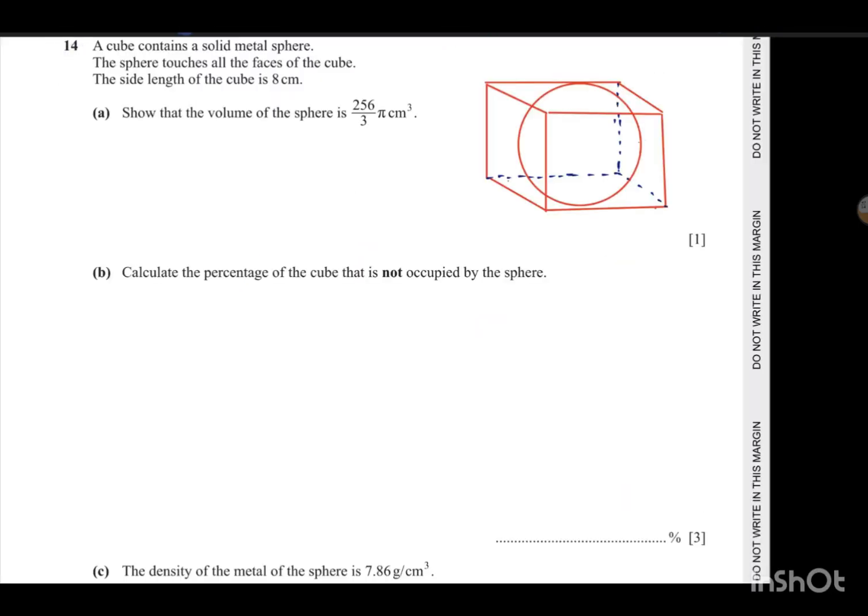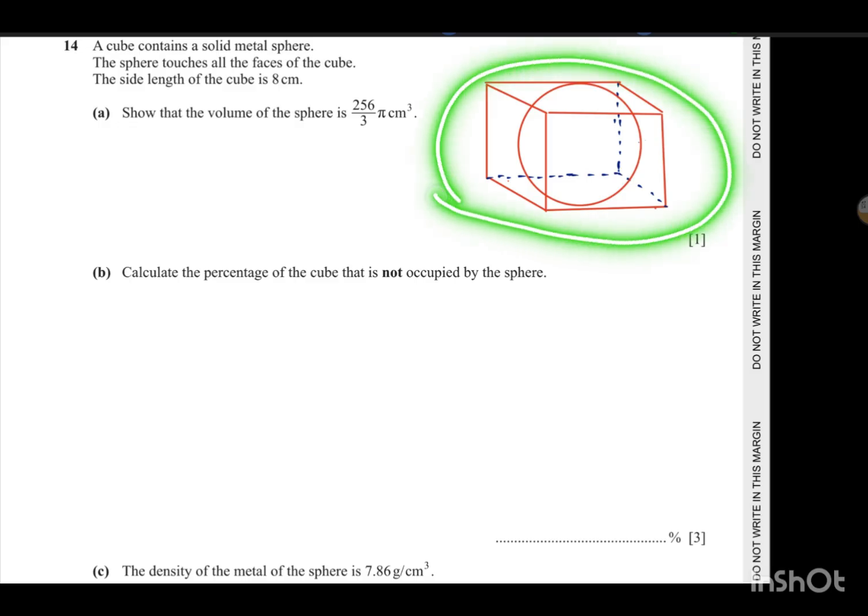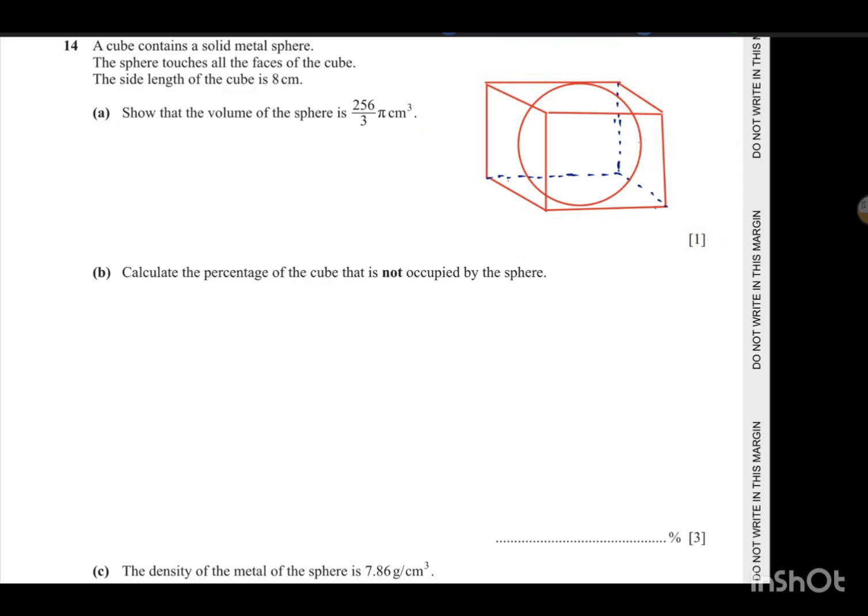Question number 14. A cube contains a solid metal sphere. The sphere touches all the faces of the cube. The side length of the cube is 8 centimeters. For this question, I have drawn a rough diagram where a cube and a sphere are shown. When the sphere touches all the faces, the back and front and even the top and bottom, the radius of the sphere will be half of the side of the cube. So that is 4 centimeters, because 8 centimeters is the side of the cube.